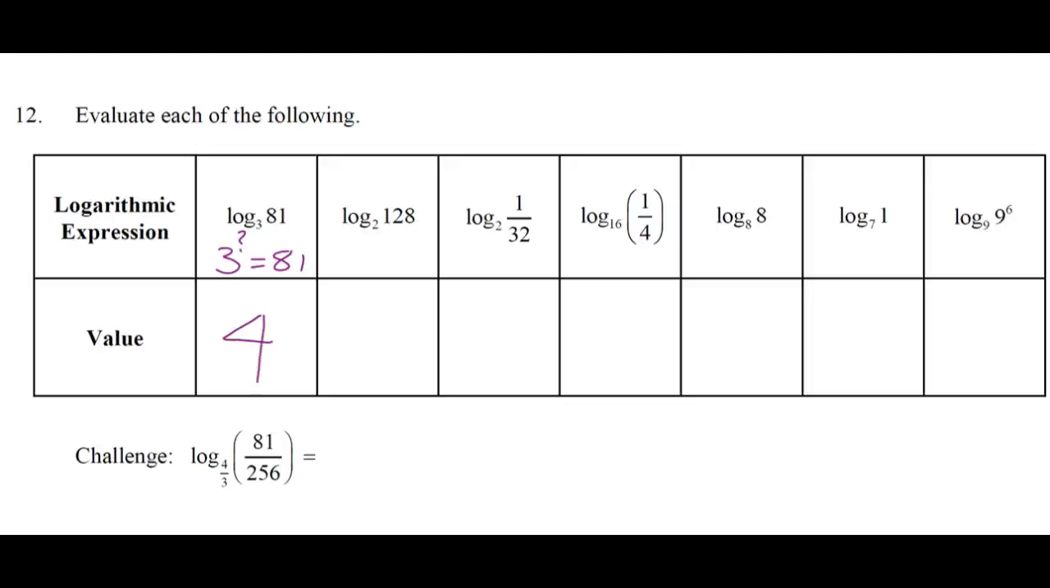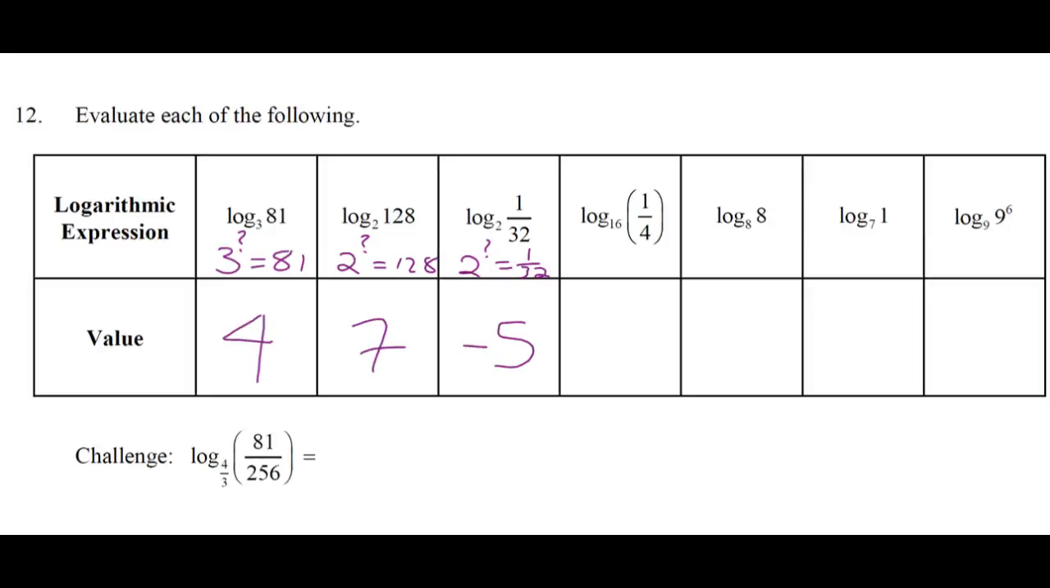So 2 to the what is 128. Zero fingers. 2, 4, 8, 16, 32, 64, 128. 7. Okay, again, this becomes 2 to the what is 128, 7. 2 to the what is 1/32. Negative 5, right? So you just got to say what power of 2 is 32? It's 5, but this is 1 over, so it's negative 5.